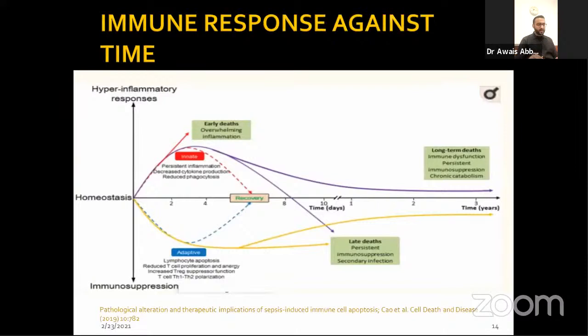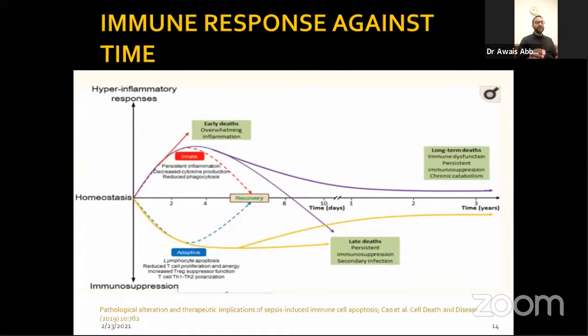So this is a chart that I'll discuss. Basically, we have here a y-axis and an x-axis. On the y-axis, we have the immune response of a patient. On top, it is hyperinflammatory response, and on the lower end, we have immunosuppressed response. And on the x-axis, we have the timeline through which the patient goes when he is critically ill.